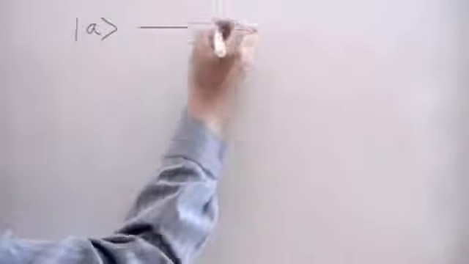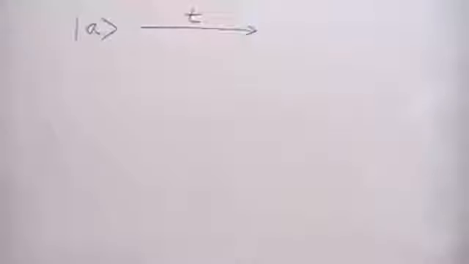So let's consider a state which is an eigenvector or wave function, and it may vary with time. Now it may not, of course, in which case it will just stay in that state forever. But let's suppose it does vary with time. So as time goes by, this state changes. Now, how is it going to change?